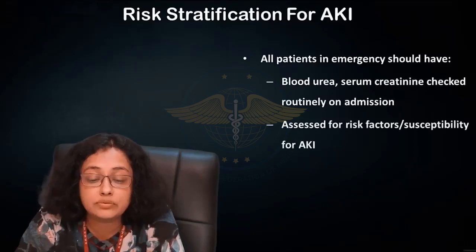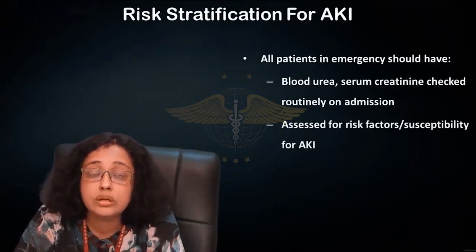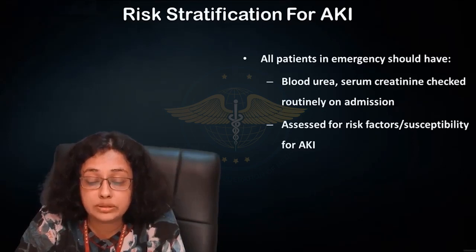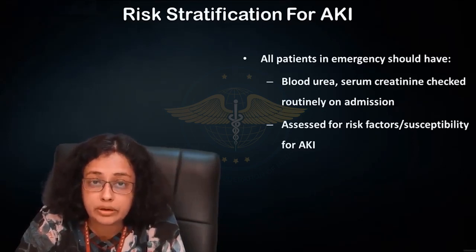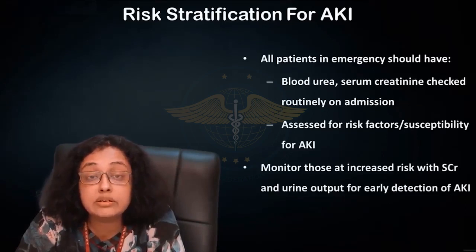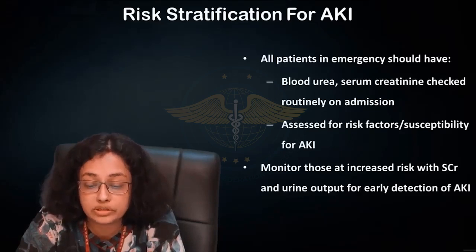And he should be assessed for the risk factors and the susceptibility for AKI, as we discussed in the previous slide. Now, once a patient has been identified based on this history and the biochemistry parameters as being at increased risk of AKI, his serum creatinine and urine output should be monitored more frequently for early detection.